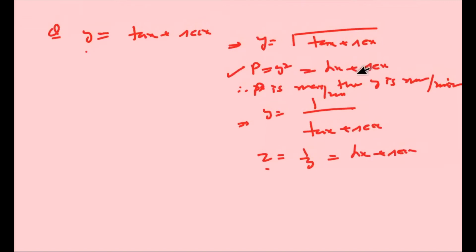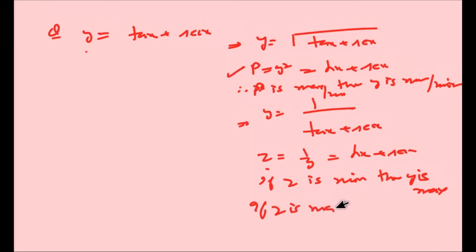Now here you can say it is easy, since it is easy to take the differential. So if z is minimum, then y is maximum. If z is maximum, then y is minimum. So using these two concepts, anywhere you can use them, you can take the equation in this form, so the differential will be easier for you.